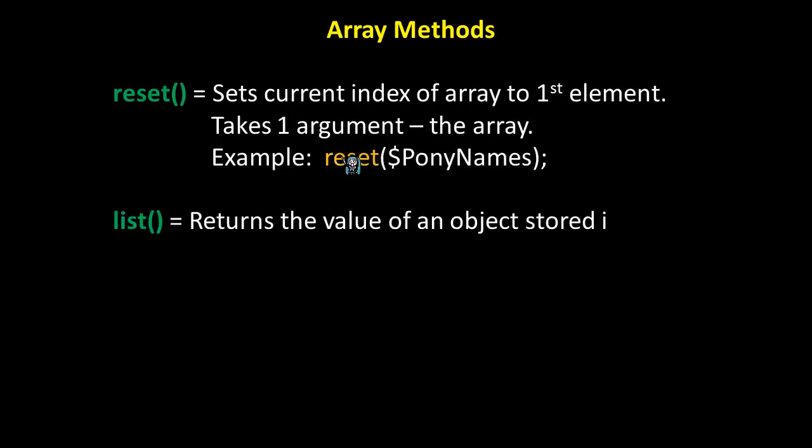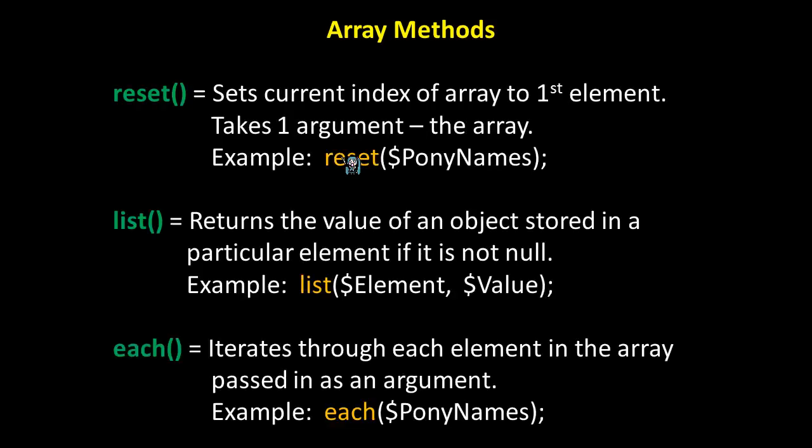PHP offers several useful methods that work with arrays. Reset sets the current index value of the array to the first element. It takes one argument, which is the name of the array. For example, reset pony names. List returns the value of an object stored in a particular element if it is not null. For example, we can call list and pass in the index or string name of the element and then another variable to store its value.